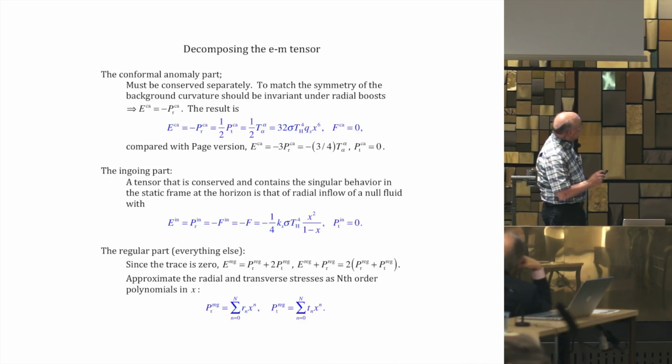And so there's no transverse stress for this component, and this corresponds to an ingoing flux of negative energy, because the sign of the energy density and the pressure is opposite to that of the energy flux. You have a positive energy flux, so you have negative energy density and pressure, radial stress.